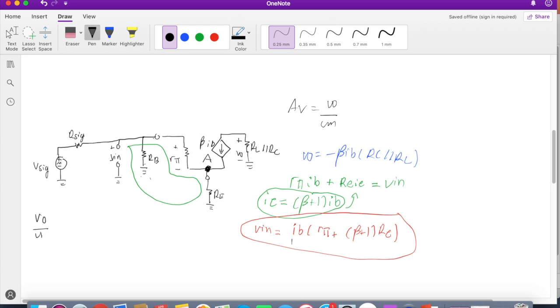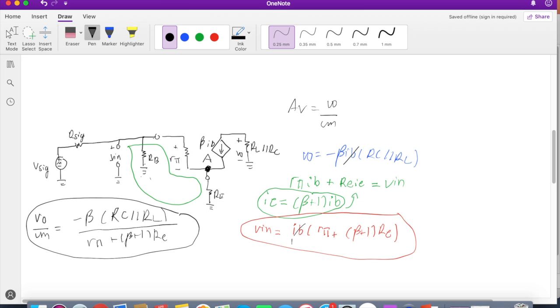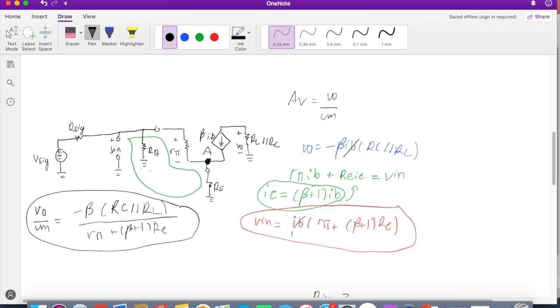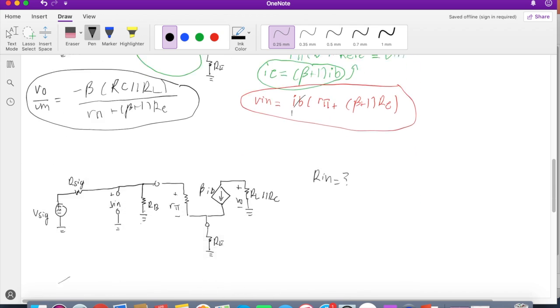So our V out over Vin is going to be equal to, now remember, we can cancel out these currents. So it'll be negative beta RC in parallel with RL divided by R pi plus beta plus 1 RE. Now this is going to be our final voltage gain. We see that it's negative, so we know that the common emitter with the emitter resistance is not going to be a voltage amplifier.